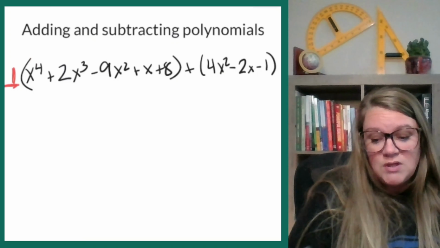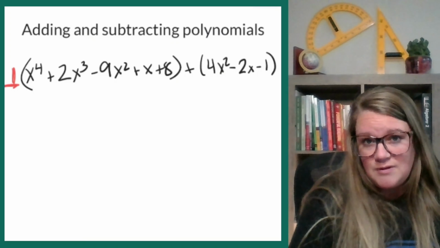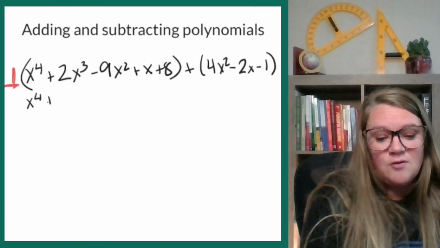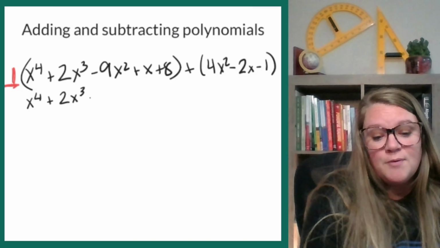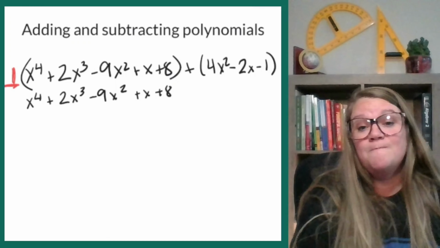So actually, we don't need to distribute anything in this first parentheses because there's nothing in front of the parentheses. So we can actually bring this whole polynomial down, but we can lose the parentheses because we don't need them because there's nothing to distribute, okay?